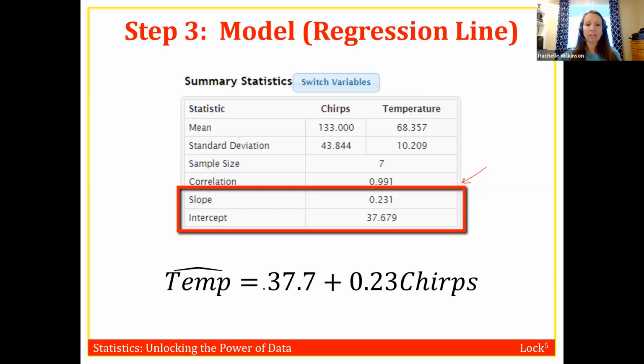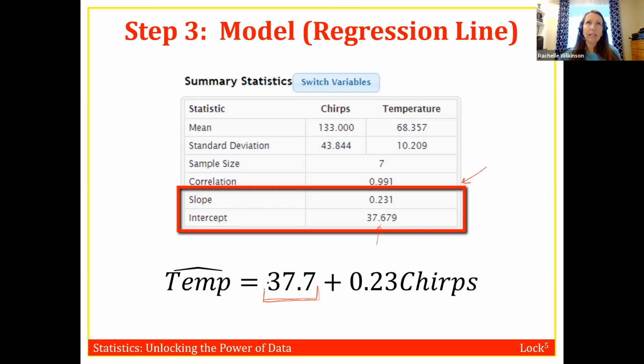So this 37.7, what do we call this one? This one is our intercept, because it says it right there. Okay, so this one's our intercept value. And the way that we interpret that is that it's the value for temperature when x is equal to 0. So in this scenario, it's basically saying when the crickets stop chirping, so there's 0 chirps per minute, then the temperature outside is 37.7 degrees.